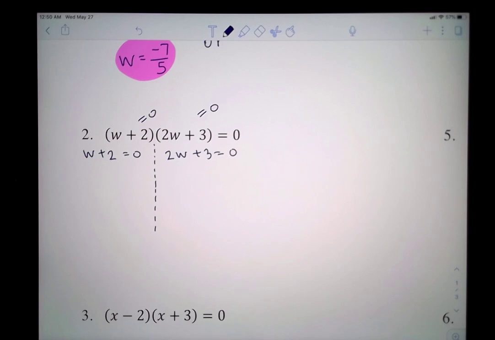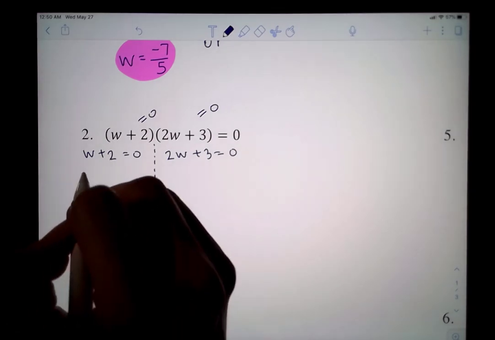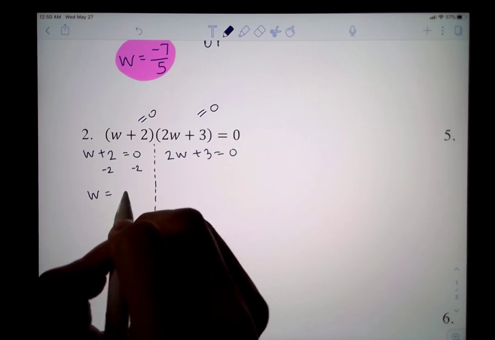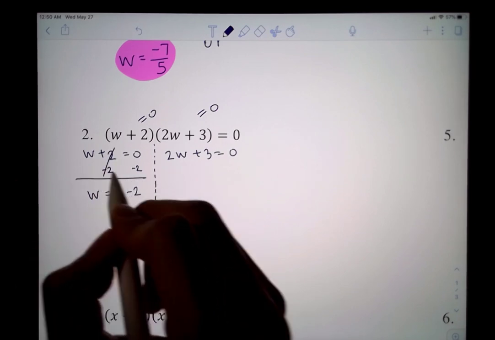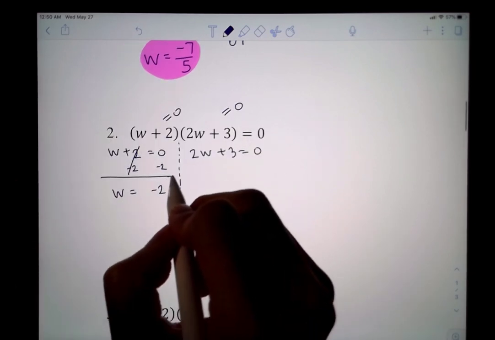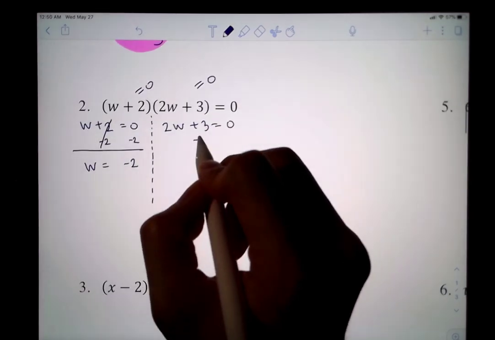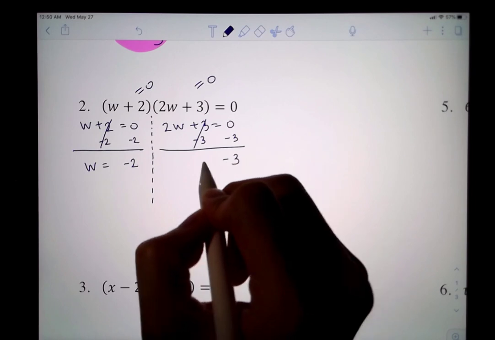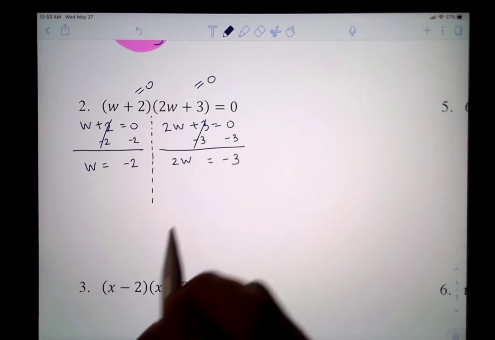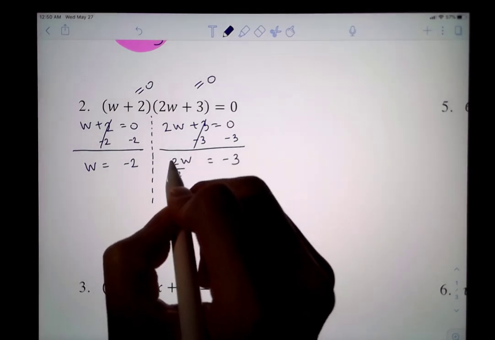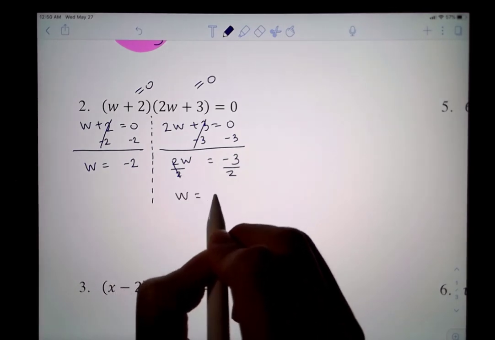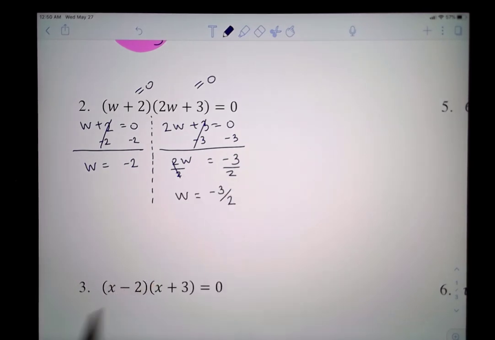Like that. And you solve this linear, then minus 2, so you get w equals negative 2, right? And from here, minus 3, cancel, you get negative 3 here, right? And divided by 2, then you get w equals negative 3 over 2.